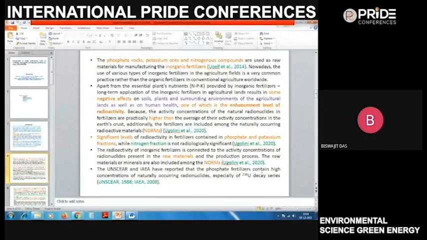UNSCEAR and IAEA have reported that phosphate fertilizers contain high concentrations of naturally occurring radionuclides, especially of the uranium-238 series.